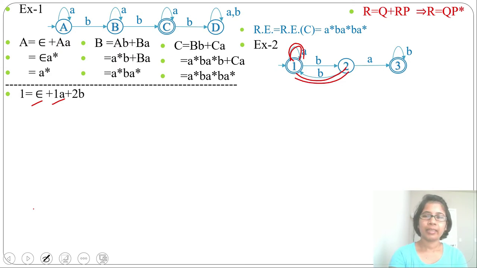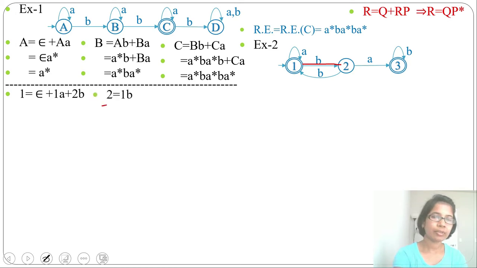Now you cannot write this in this format. So what you do, try to find the equation for state 2. Now what will be the equation for state 2? From state 1 there is just one incoming edge to state 2. So 2 will be 1B. Now substitute this 1B in place of 2. It will be epsilon plus 1A plus 1B. Here was another B, so B.